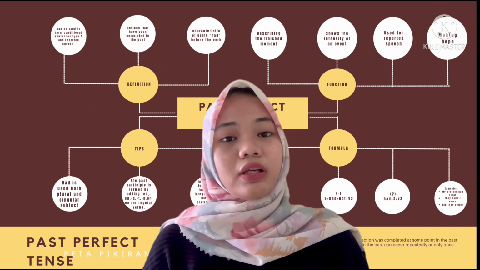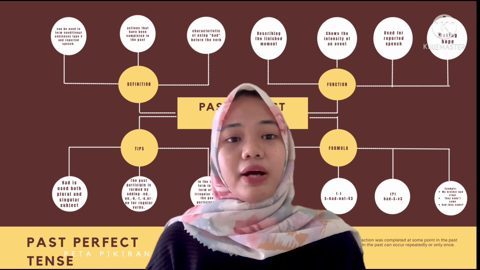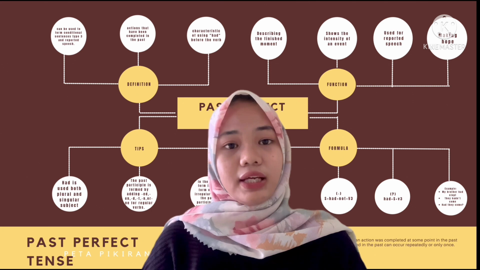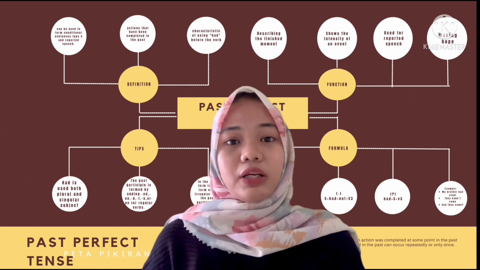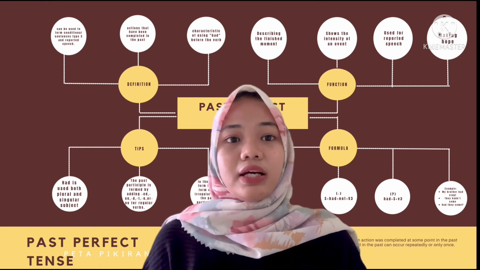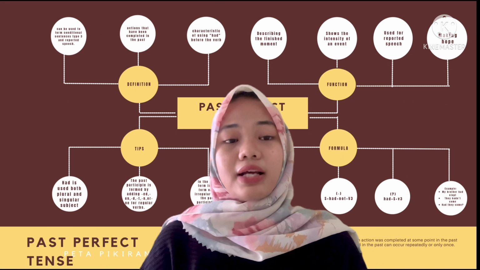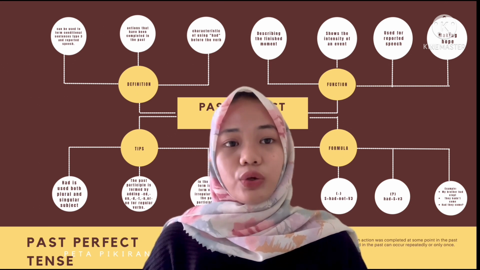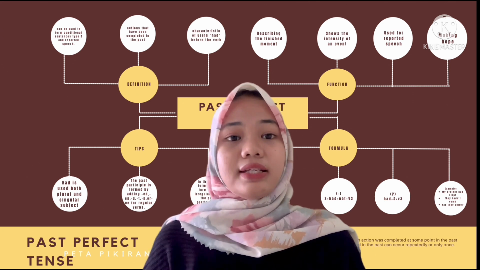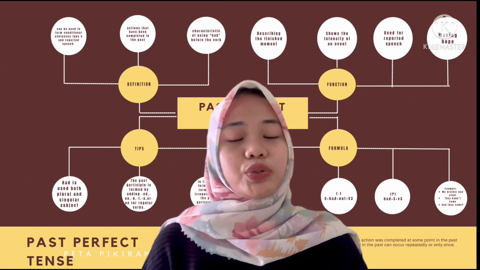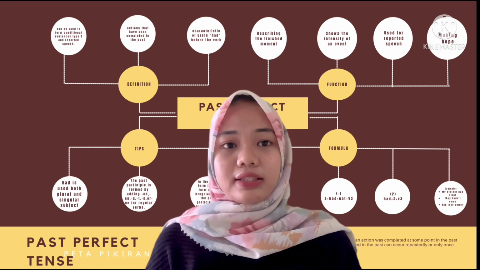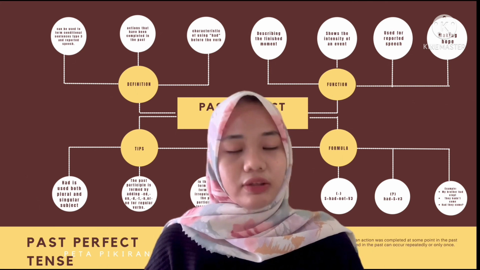And number 3, used for reported speech. The past perfect can be used for making reported speech or indirect speech. In simple terms, reported speech is a sentence that we convey from other people. The verbs that can be used are said, told, asked, thought, marveled. An example of the sentence: he said that he had listened carefully to the instruction. He said that he had listened to the instruction attentively.